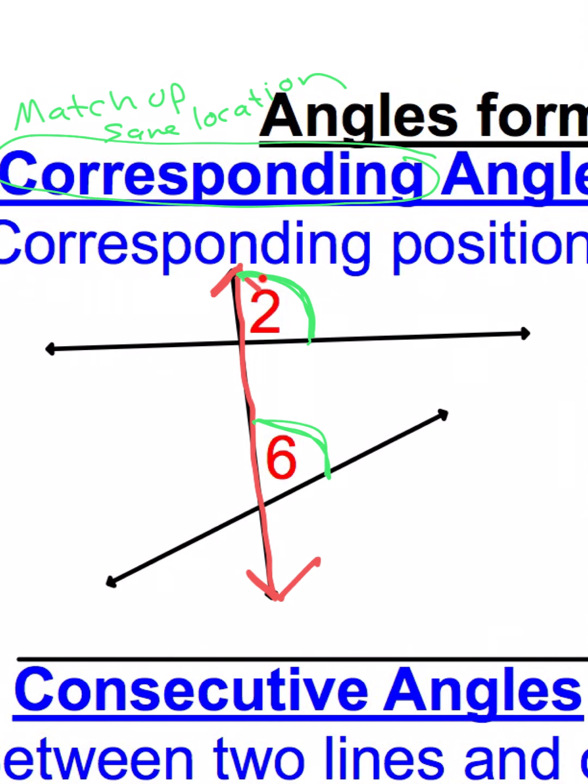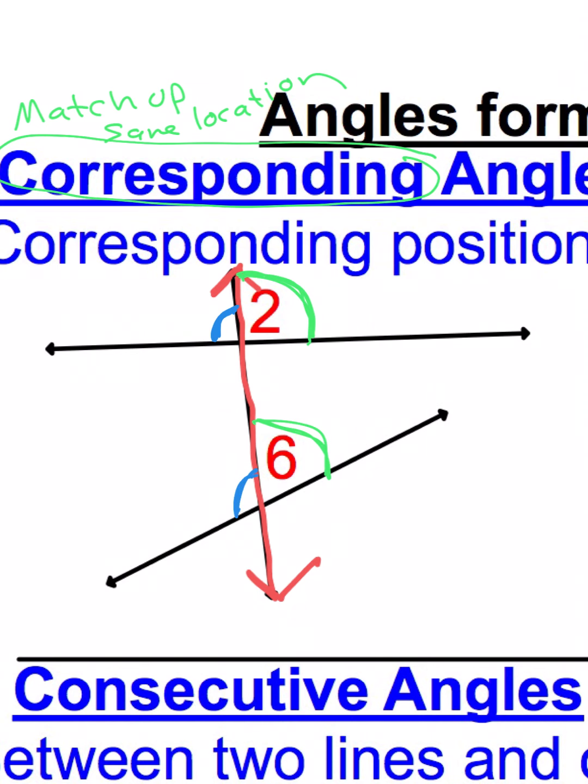Okay, right, angle 2 here is on the right side of this transversal. Okay, 6 is also on the right side of this transversal. And they're both above these 2 lines. So they're both in the same spot, the corresponding part. Okay, so for example, we have other pairs. This angle is on the left and on the top. It's also corresponding with this one on the left and the top.